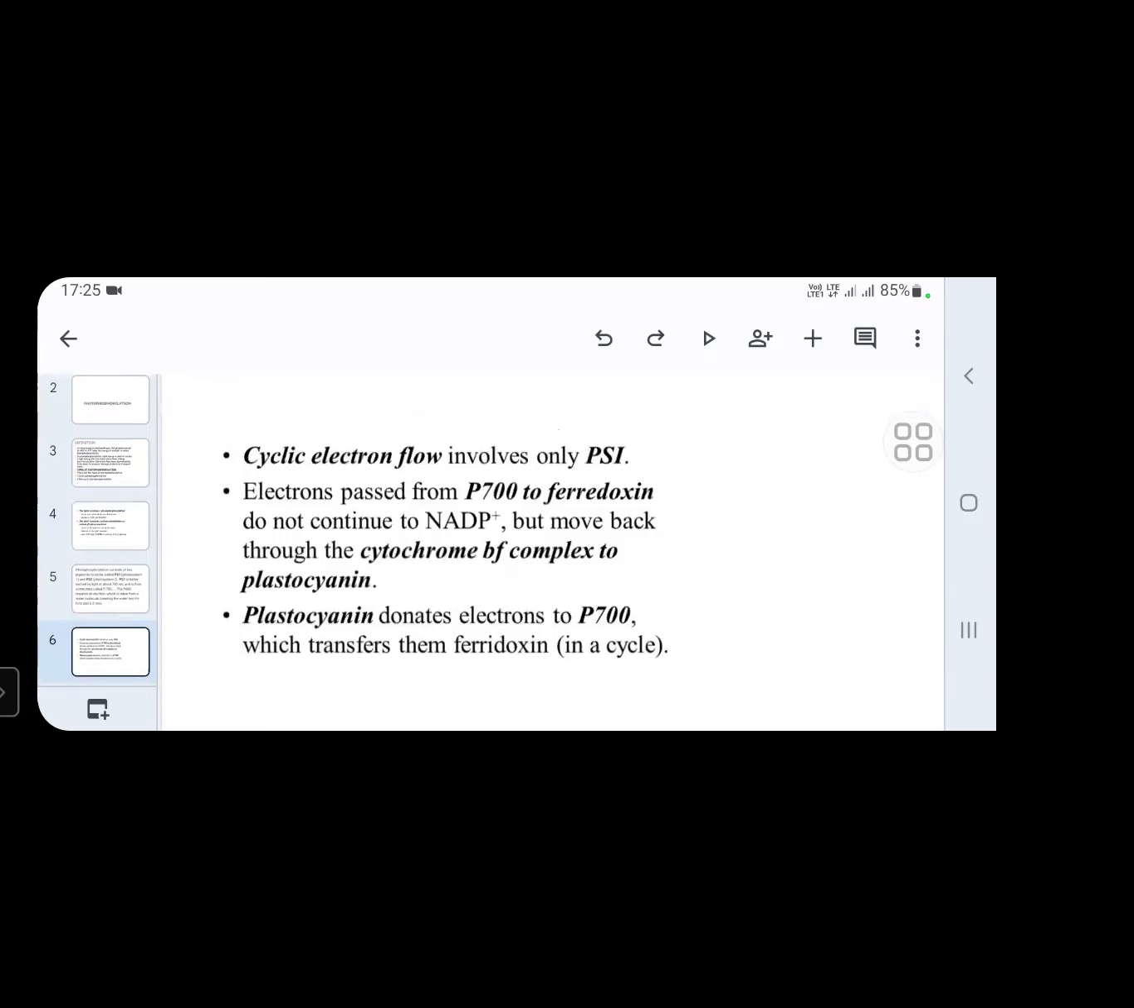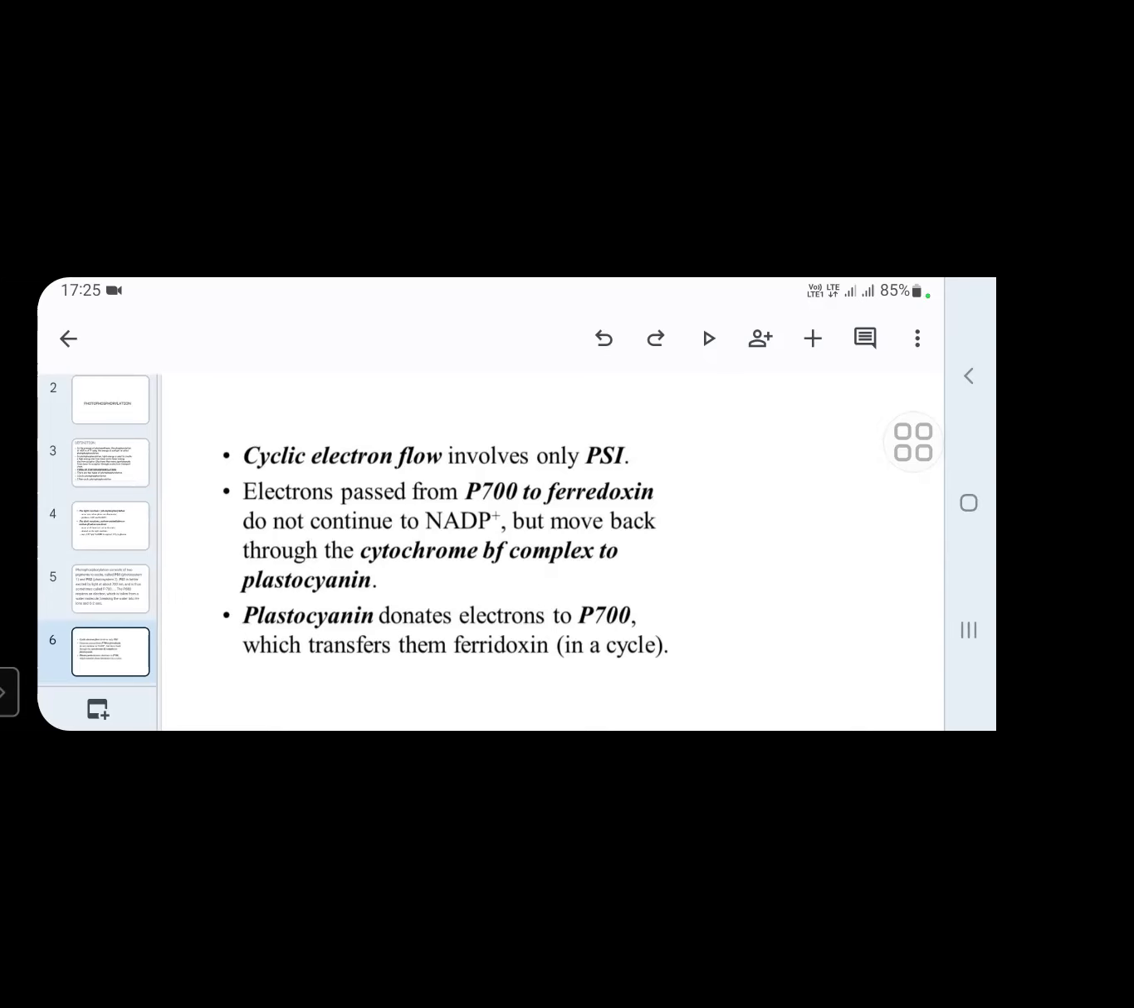First we will discuss cyclic photophosphorylation. Cyclic photophosphorylation occurs in chloroplasts illuminated with far red light. Under this condition, only photosystem 1, PS1, is activated. So cyclic electron flow involves only one pigment system, that is PS1.